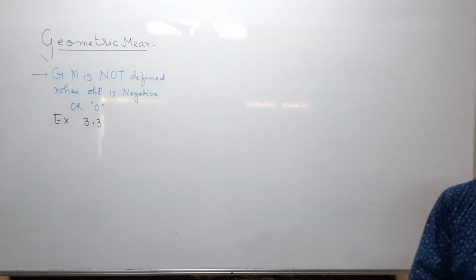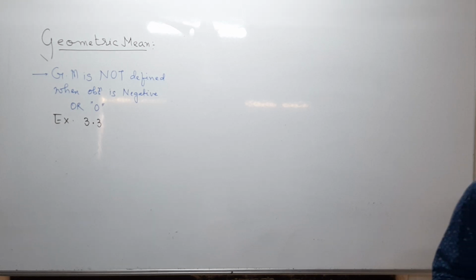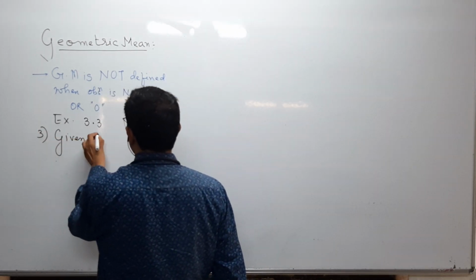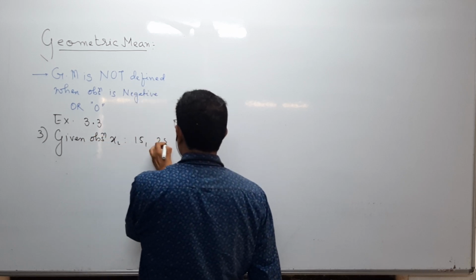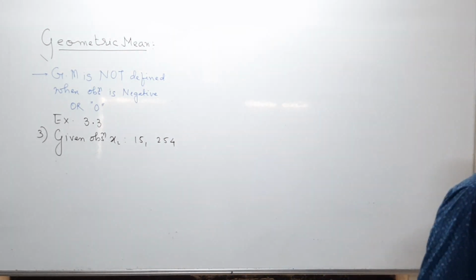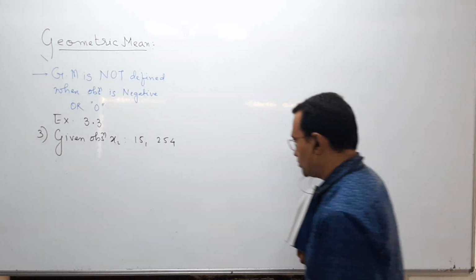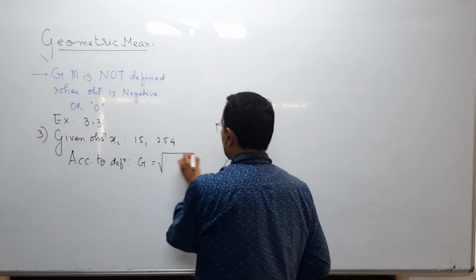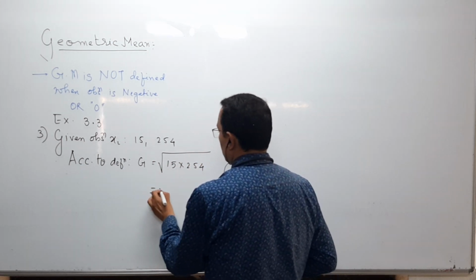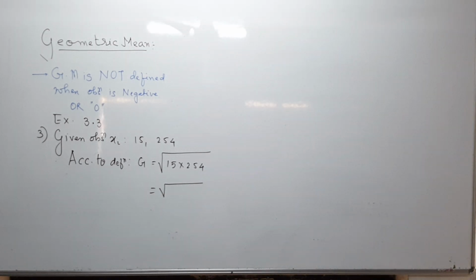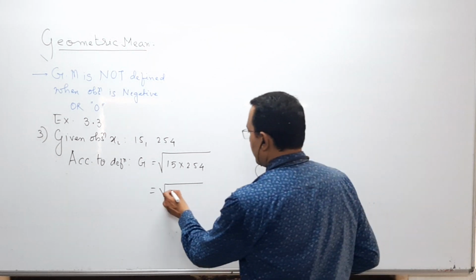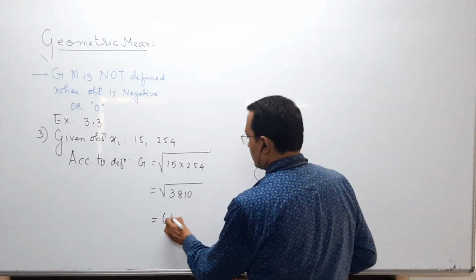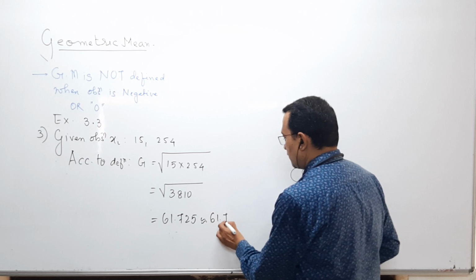So a taxi travels only 15 km on the first day, Monday, but it travels 254 km on Tuesday. So these are ungrouped data observations. So we write, given ungrouped data observations xi are 15 and 254. So according to the definition, if I want to find the geometric mean of two observations, what I will do? According to the definition, geometric mean is the square root of 15 into 254. So this multiplication turns out to be 3810, and the square root of this turns out to be 61.725. So we can round it off to 61.73.